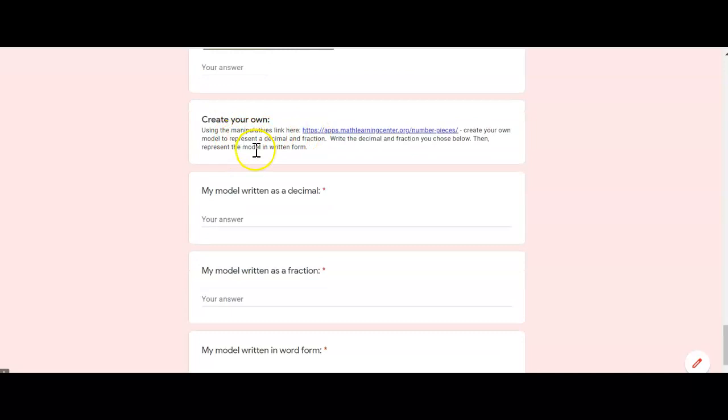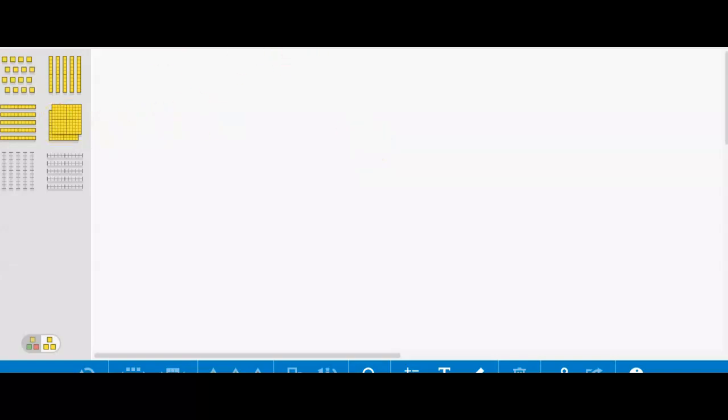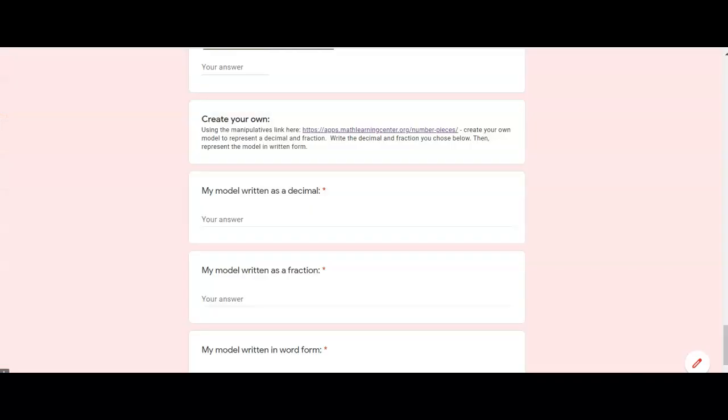here's one other part that says create your own using the manipulatives here. So you click on the manipulative pieces, very similar to the ones that we've already been doing. You get a chance to build your own. So here, you're going to create your own model to represent a decimal and fraction. Write the decimal and fraction you choose below, then represent the model in written form. So you're going to choose your own decimal and fraction. They're going to represent the same number.